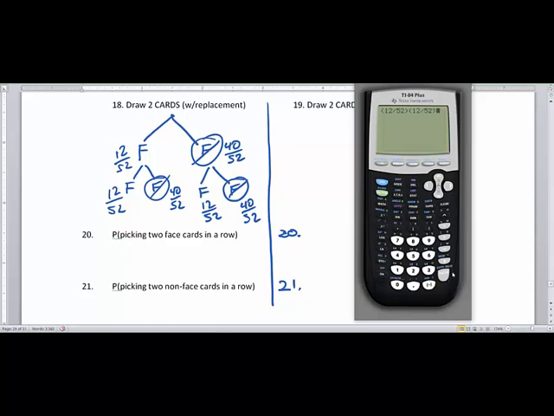And so our answer for this is going to be about 5.3%. Now if I click on math and click 1 or enter, I can convert that into a fraction. So 9 out of 169, or 5.3%. So let's write that down. 9/169, or 5.3%.